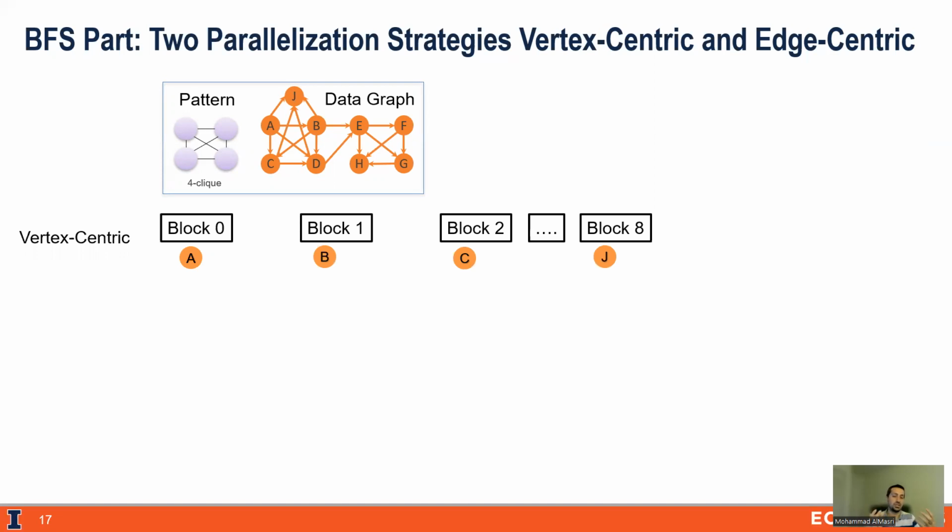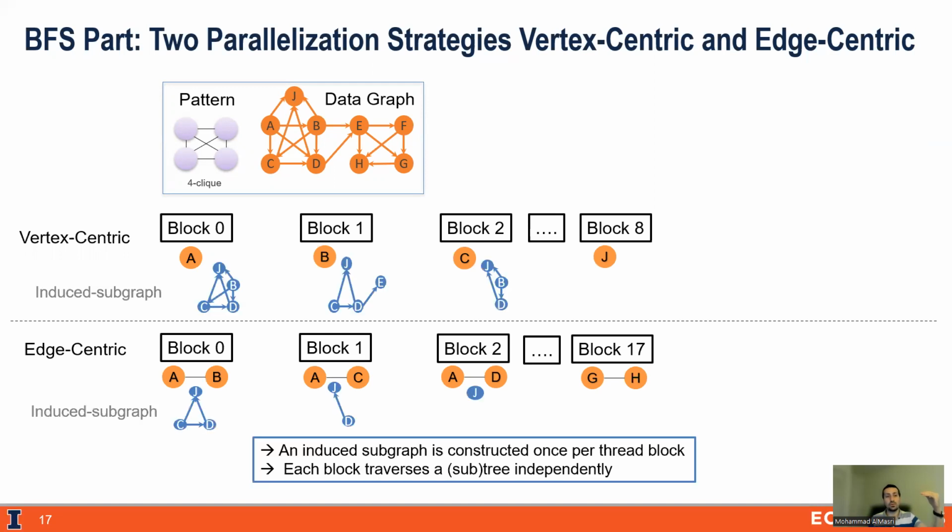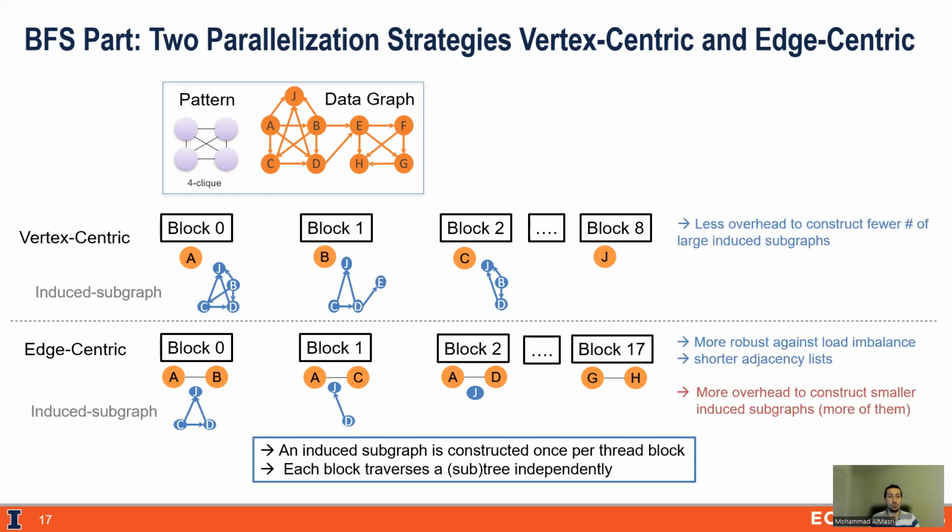So we provide a vertex-centric approach, where we assign a vertex to a thread block on the GPU, or an edge-centric approach, which is assigning an edge to a thread block. And why do we use a thread block as a unit for the beginning of our computation? To be able to amortize the high cost of building the induced subgraph. All the threads in the block will build the induced subgraph, and this will help us build it fast on the GPU. This is one thing.